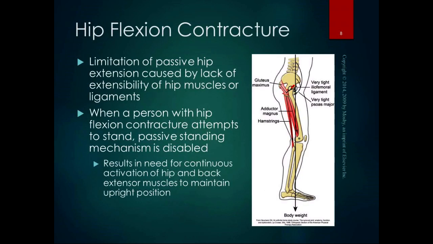So if you have a hip flexion contracture, in other words, you have limitation of your passive hip extension because you have lack of extensibility in the hip muscles or ligaments, that passive standing mechanism is disabled. You can't shift your hips far enough forward to get that line of gravity posterior to the medial lateral axis, and the result is that you need continuous activation of your hip and back extensor muscles to maintain an upright position. So I was saying this in the muscle chapter, walking around with your hips and knees flexed takes a lot of energy.